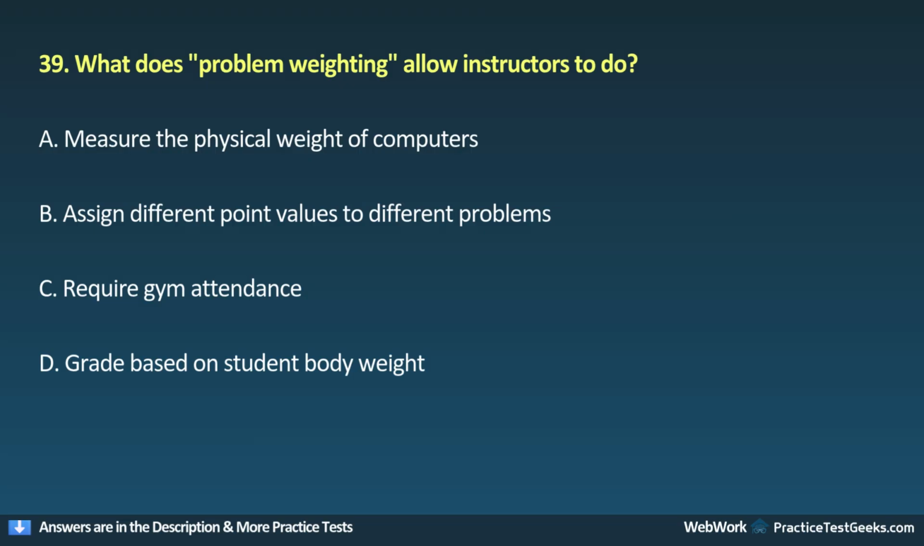39. What does problem weighting allow instructors to do? A. Measure the physical weight of computers. B. Assign different point values to different problems. C. Require gym attendance. D. Grade based on student body weight.